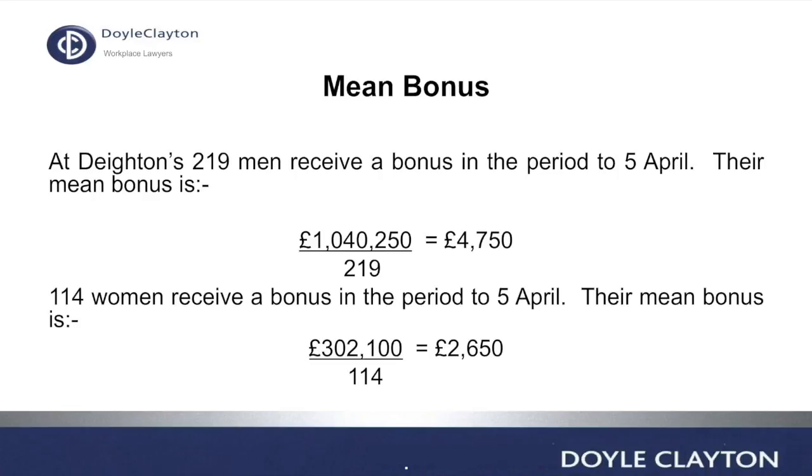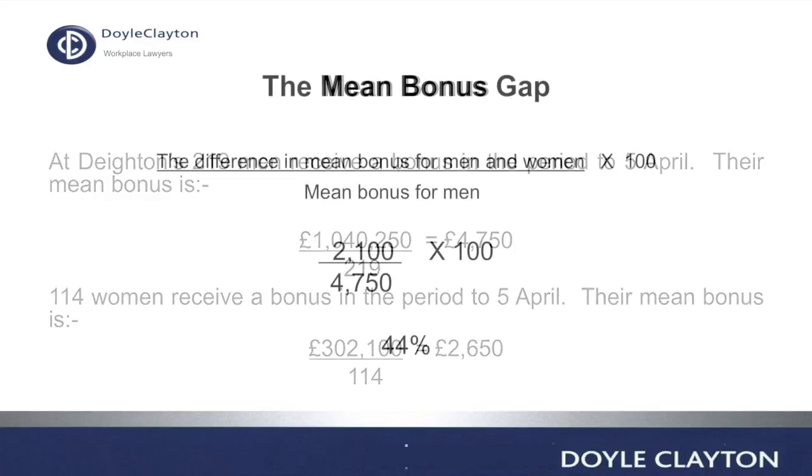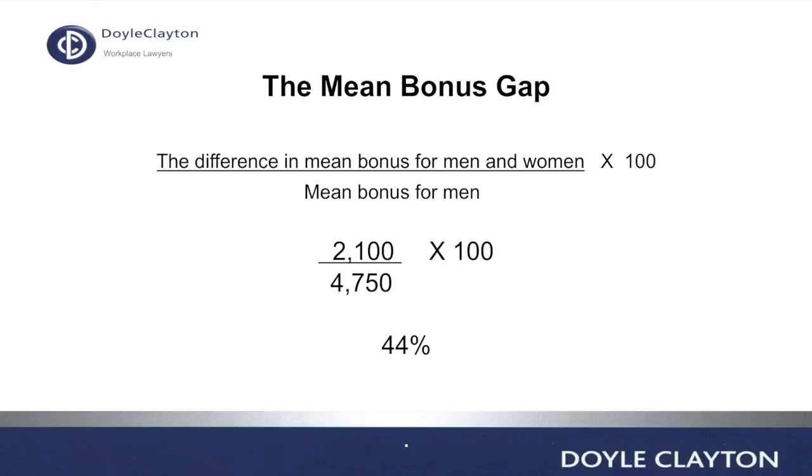Verity, with this information, how do you calculate the mean bonus gap? To calculate the mean bonus gap, you calculate the difference between the mean bonus for men and the mean bonus for women. In Dayton's case, it is £2,100. This must be expressed as a percentage of the mean bonus received by male employees, so you take the difference of £2,100 and divide it by the mean bonus for men, which is £4,750. You then multiply the result by 100 to give you a percentage. In Dayton's case, the mean bonus gap is 44%.